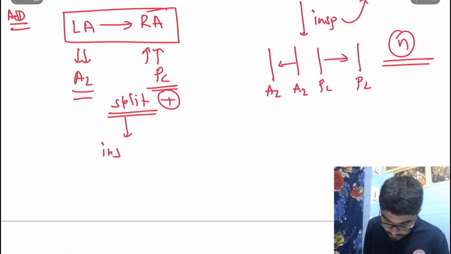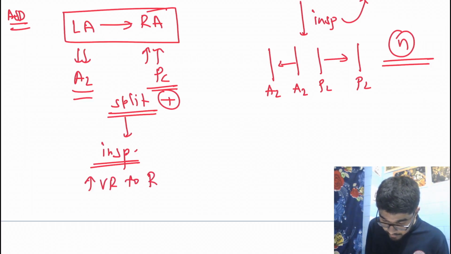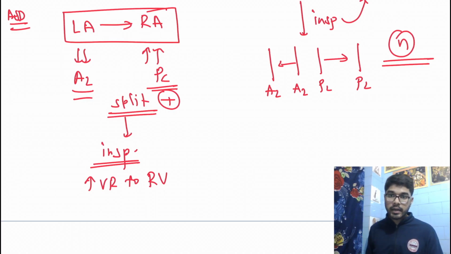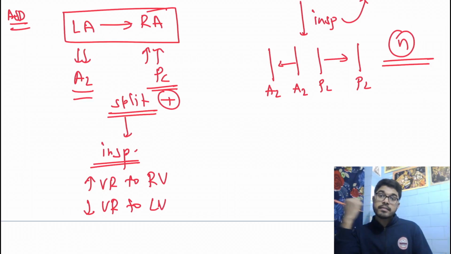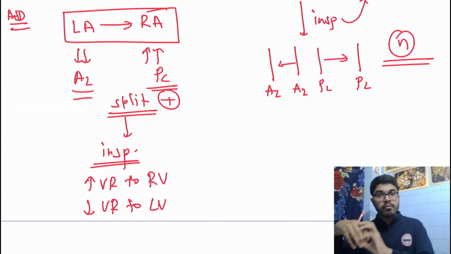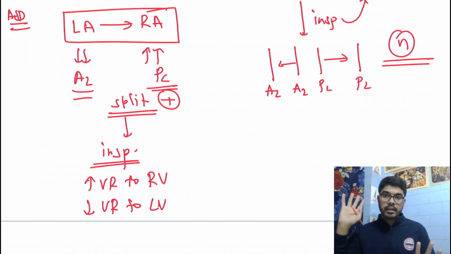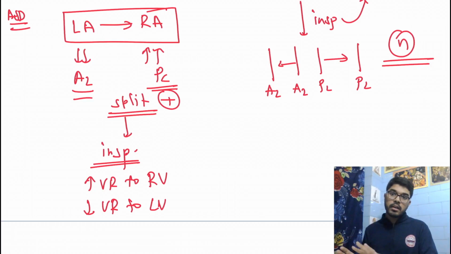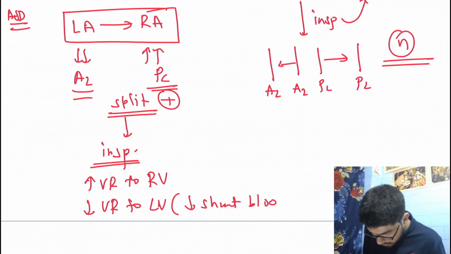What happens during inspiration? During inspiration, there is increased venous return to the right ventricle, and there is decreased venous return to the left ventricle. Now, whenever there is decreased venous return to the left ventricle, the blood that was returning from the lungs to the left atrium was being shunted to the right atrium. The blood coming to the left atrium has decreased due to this pulmonary pooling. When we are inspiring, the blood coming from the lungs to the left atrium decreases. Since that has decreased, the shunted blood will also decrease.